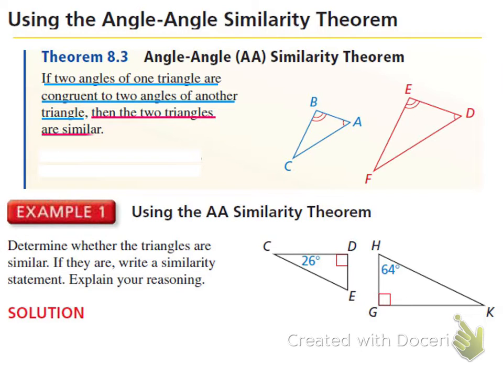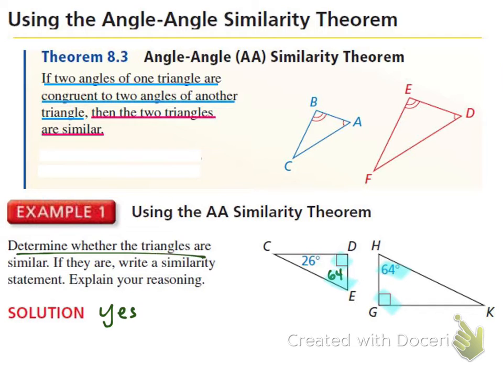Example 1. We wanted to figure out if these 2 triangles are similar. If they are, write a similarity statement, and then we'll explain our reasoning with either angle-angle theorem or it wasn't angle-angle theorem. So let's look at this. We have in our first triangle 26 degrees and 90 degrees. So what does this remaining angle have to be? It is 64. Look at the second triangle. We have 90 and 64 degrees. Well, actually, we don't even have to do that. Do we have 2 angles congruent to 2 angles now? We do. We have a 90 and a 90, a 64 and a 64. So are these 2 triangles similar? Yes.